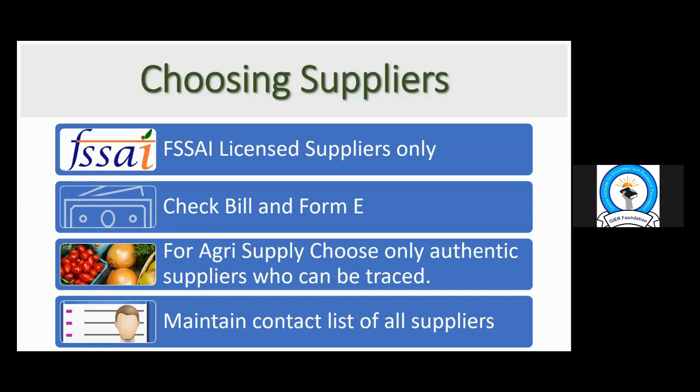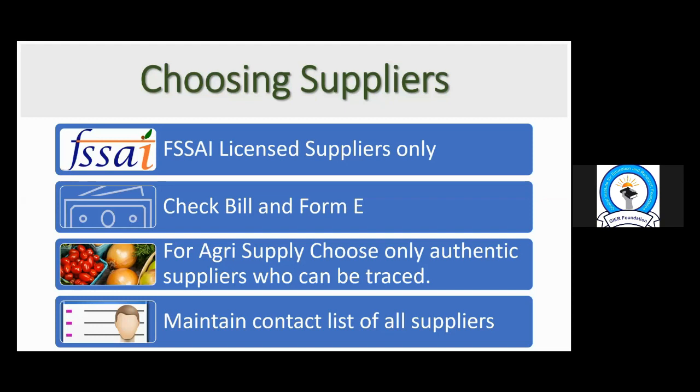And then choose agri supplies only from authentic suppliers. Like if you are buying any agriculture product like fruits, vegetables, or if you are buying fish or chicken or raw meat, then all suppliers must be traceable and authentic. Means you know where you shall find them, traceable, and maintain a contact list of all suppliers.